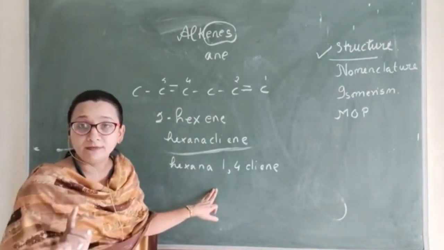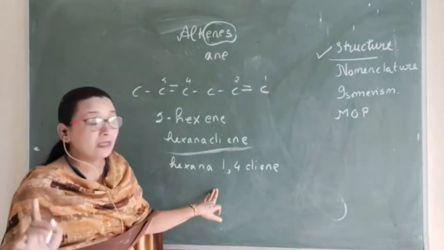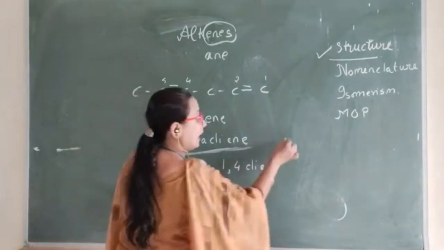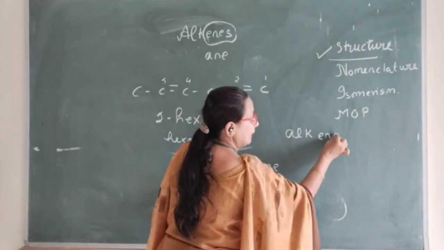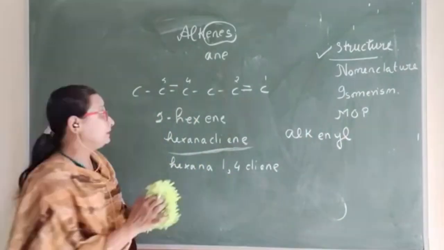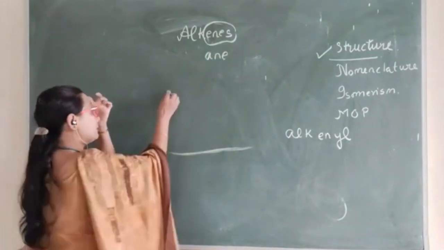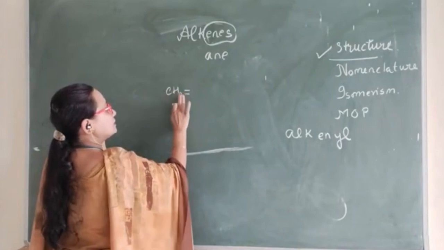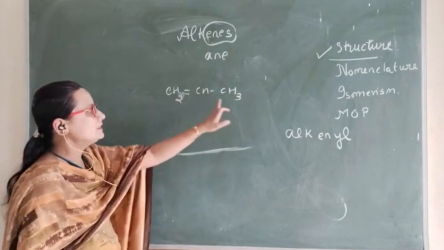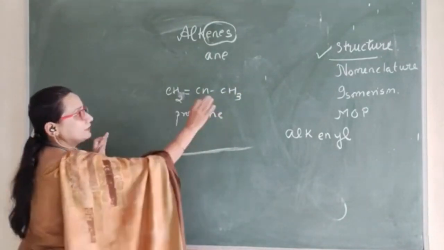One more important thing that I want you all to revise when it comes to the nomenclature of alkenes is the names of the alkenyl radicals. Alkenyl radicals means, when alkenes form a radical, there will be one hydrogen less. For example, suppose this is my CH3, CH2 double bond CH, single bond CH3. This is nothing but propene.